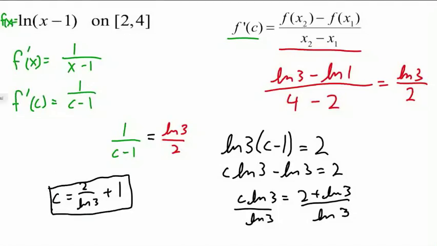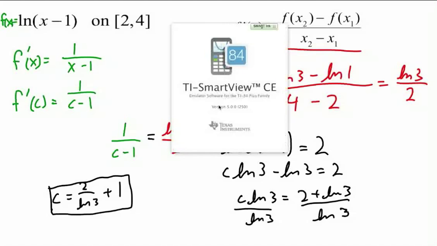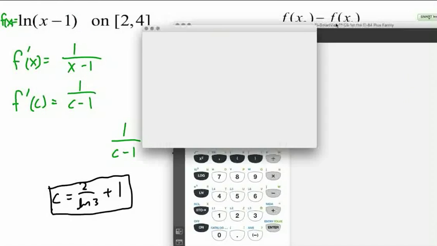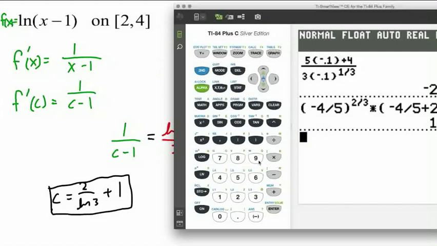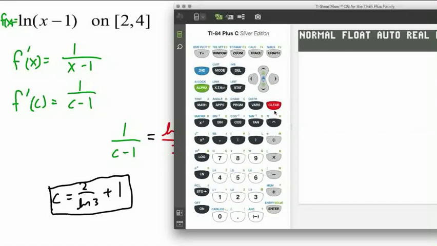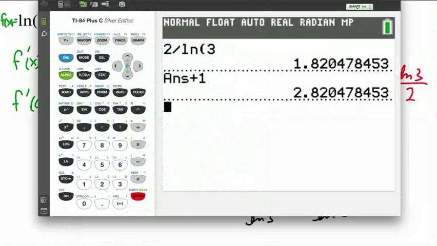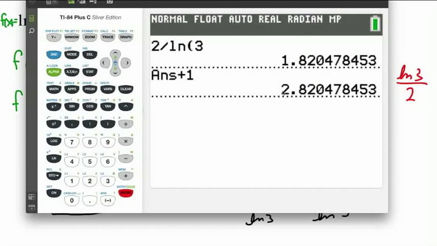Now, if you want a decimal approximation, we can just stick this in our calculator. That is going to be 2 divided by the natural log of 3. I'm going to find that, and then I'm going to add 1 to that. So if I want a decimal approximation, it's going to be about 2.82.